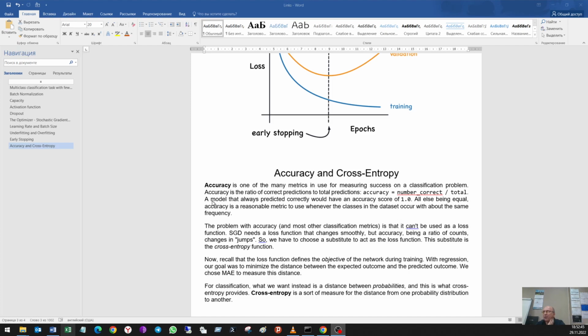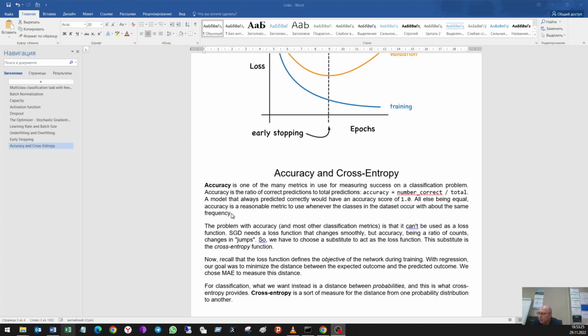There are very many metrics, and on the exam I learned them all. Confusion matrix, true positives, true negatives, and so many. I'll make some other videos about them. A model that always predicted correctly would have an accuracy score of 1. I've got it. All else being equal, accuracy is a reasonable metric to use whenever the classes in the dataset occur with about the same frequency.